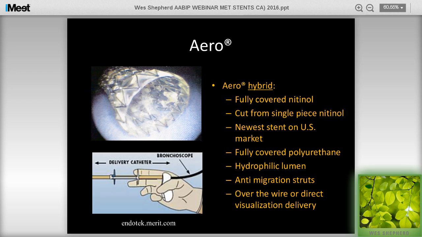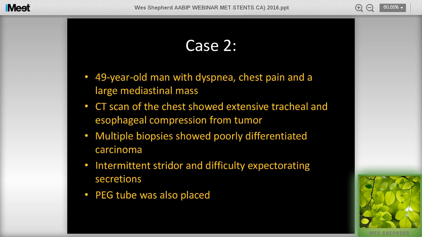Just a couple of comments on the Aero stent itself. Many refer to this as a hybrid stent. I think that's an arguable topic. It is a nitinol stent that's fully covered. It's cut from a single piece of nitinol as opposed to woven wire. It's still technically the newest stent on the U.S. market. It's fully covered. It has a hydrophilic lumen. Some of the nitinol wires are angled away from the stent, which represent anti-migration struts, and it can be delivered over a guide wire. There's also an over-the-scope delivery system as well.